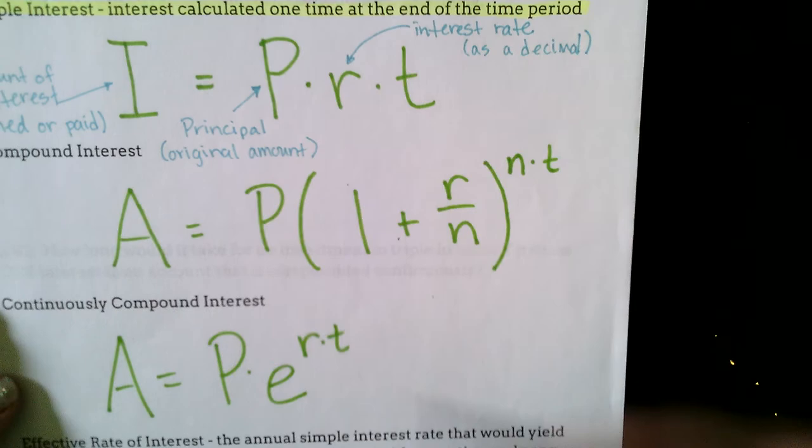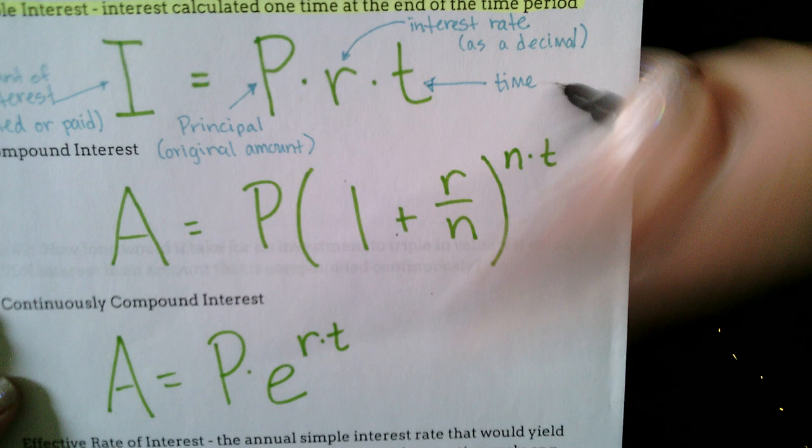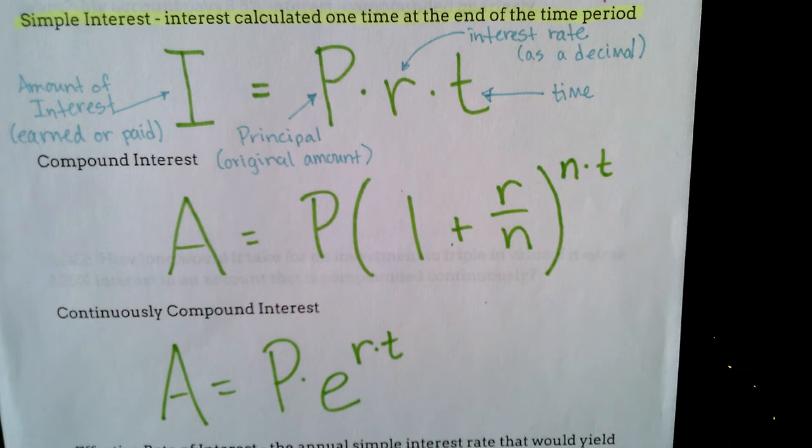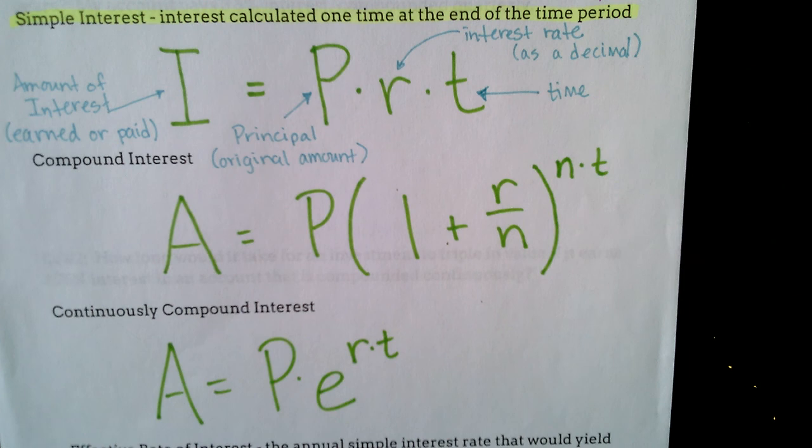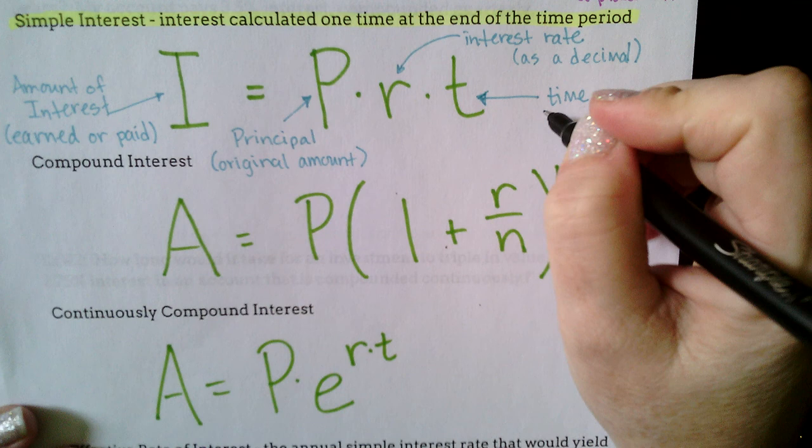Then T is going to be time. And that is typically done in years, unless it's specified, like the interest rate is a monthly interest rate. That's different than compounded monthly. As long as your interest rate and your time are compatible, which in this section is always going to be measured in years, then you have nothing to worry about. So time, we'll just say, generally is in years.